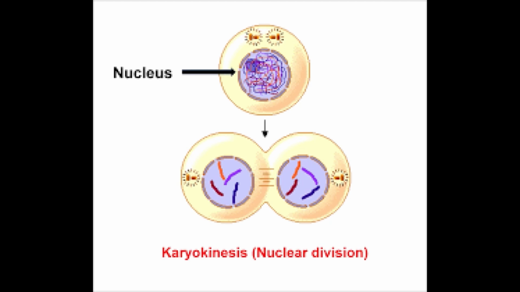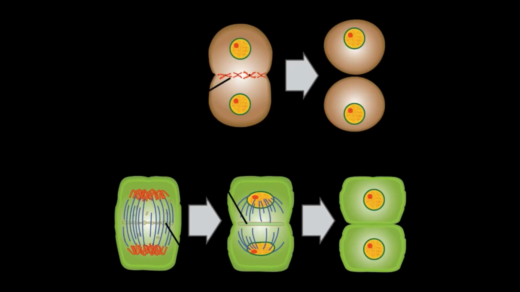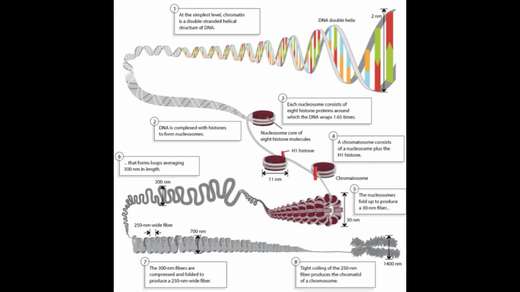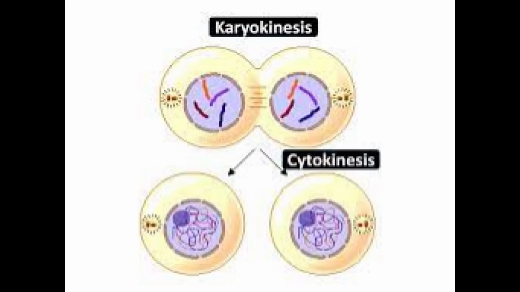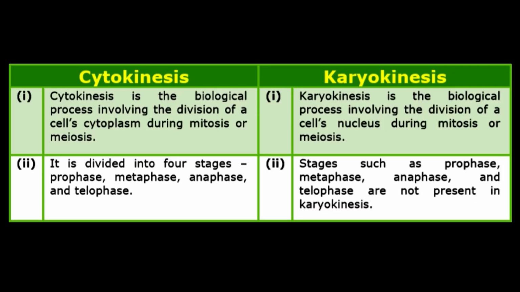Karyokinesis is the step during cell division where the nucleus divides to form two daughter nuclei. It is the first step in M phase. It is usually followed by cytokinesis. In this process, the DNA condenses and the chromosomal material divides equally into two halves. In this video also, I will share with you the differences between cytokinesis and karyokinesis.